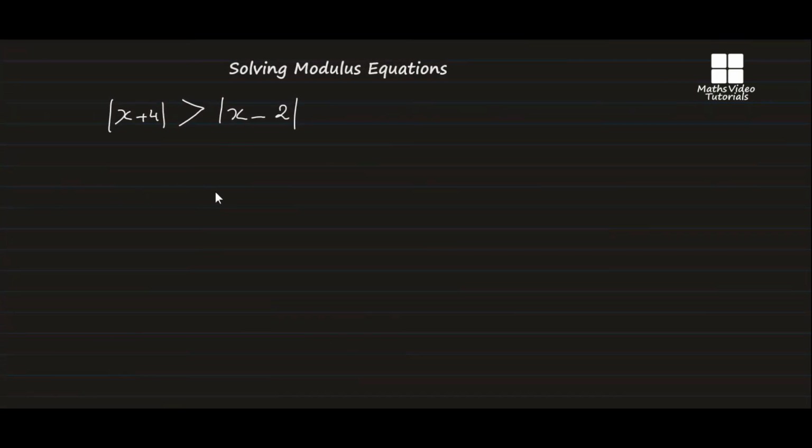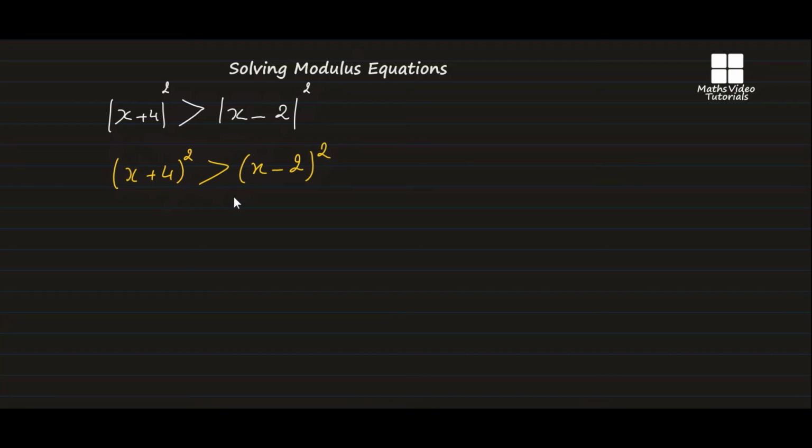We continue with solving inequalities with modulus. We have this one here to solve, where the modulus is on both sides of the inequality. I am going to raise each side of the inequality to the power of 2. Once you have done that, you get rid of the vertical bars and make it just a normal bracket: x plus 4 all squared greater than x take away 2 all squared.